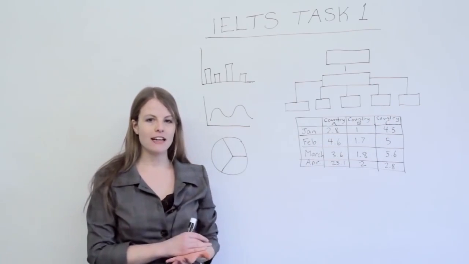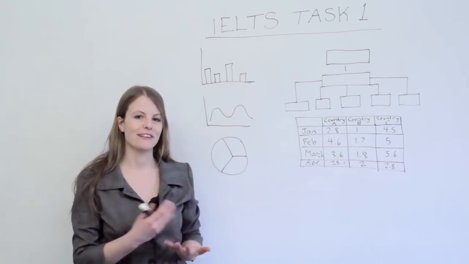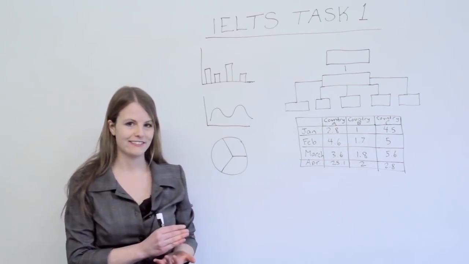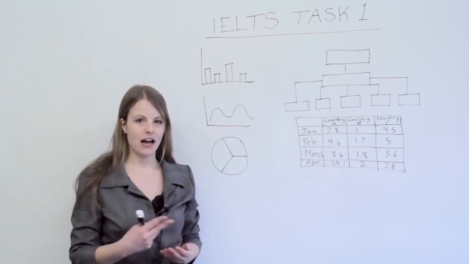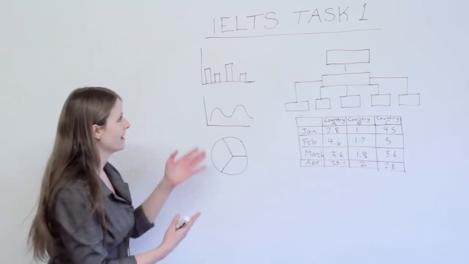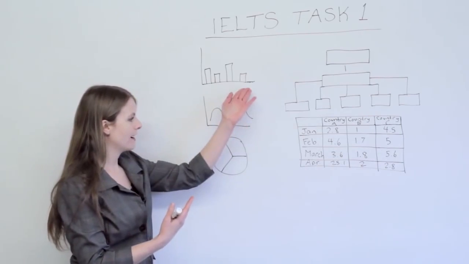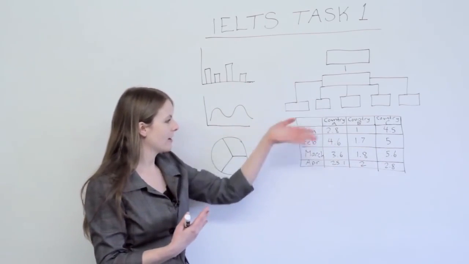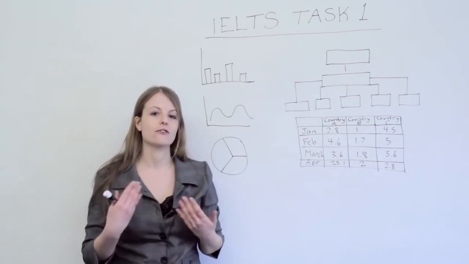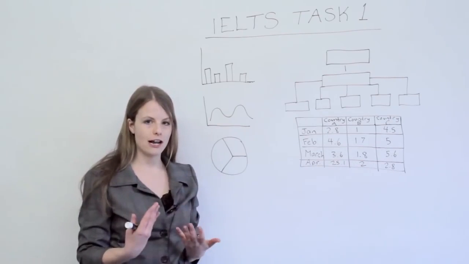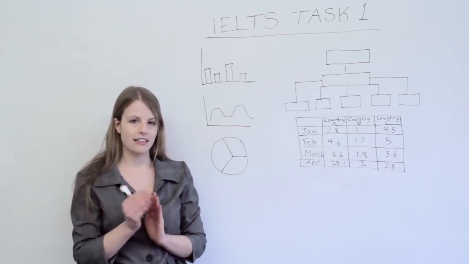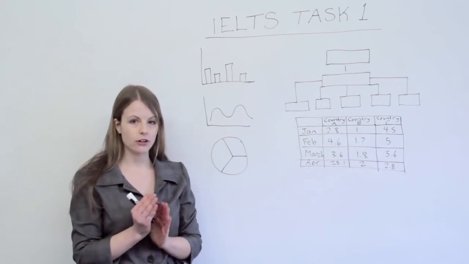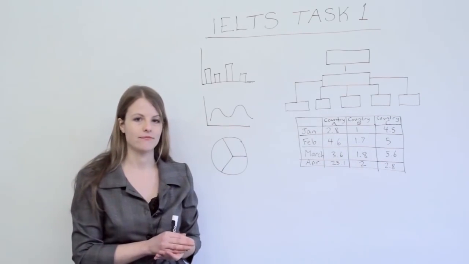A lot of you may not know what happens in the writing section of the IELTS. It's in two parts. The first part is going to be something about maybe a graph, a diagram, something to do with having to write a report to describe what you see visually. The second part is an essay. So we're going to be talking about the first part today.